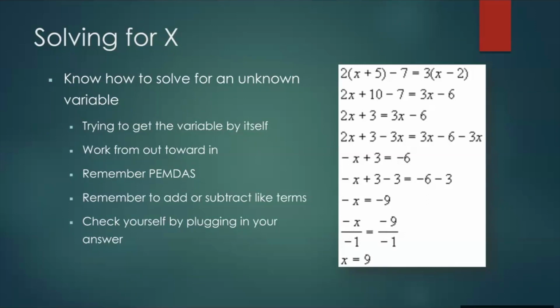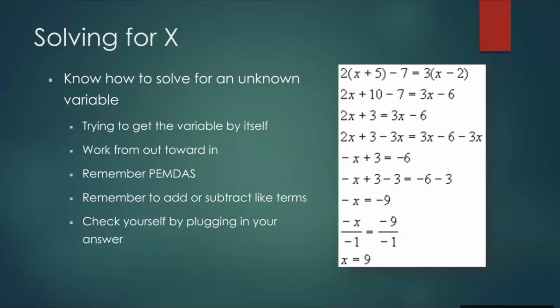Then on the right-hand side of the equation, we multiply 3 times x, just 3x. Then 3 times negative 2. Positive times a negative is a negative, which gives us negative 6. On the third line is what we do to combine what's on the left. The second line reads 2x plus 10 minus 7. 10 and minus 7 are like terms. Neither of them has a variable; they are both just numbers. So we can combine them to get positive 3, and everything else just carries down.